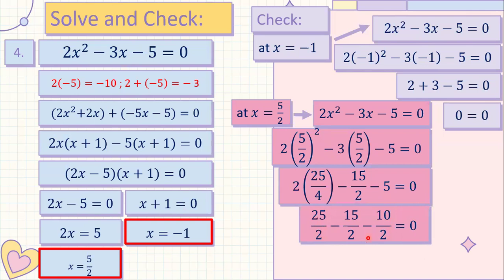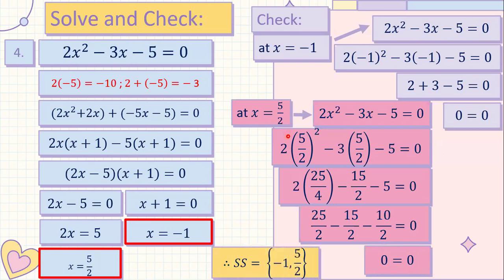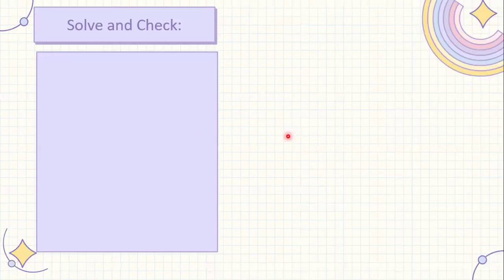Solving this one, 25 minus 15, that is 10. So we have 10 halves. 10 halves minus 10 halves, that is 0. So since both sila 0, therefore 5 halves is a solution to this equation. So our solution set is -1 and 5 halves.